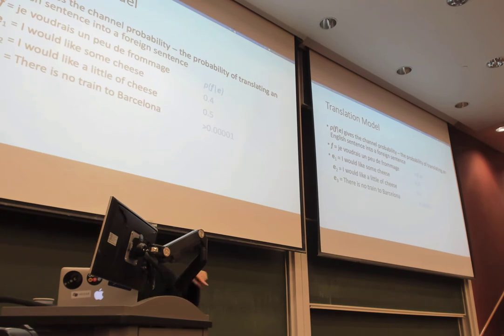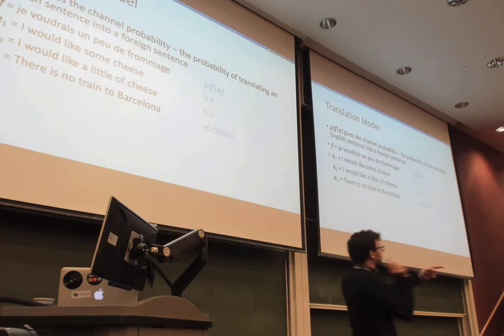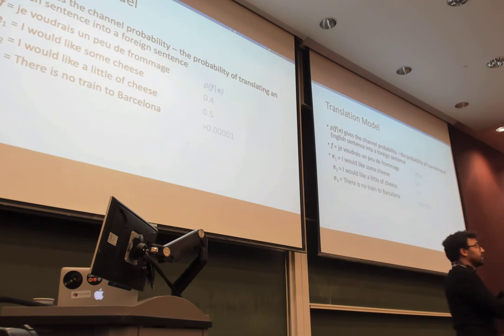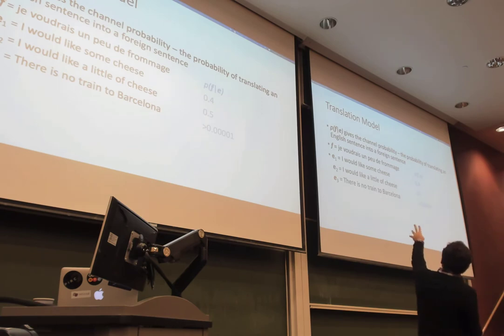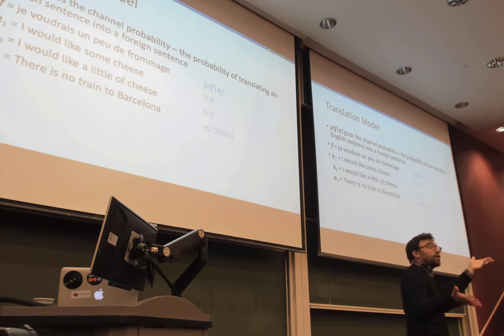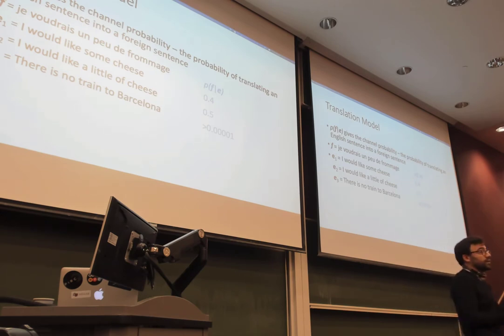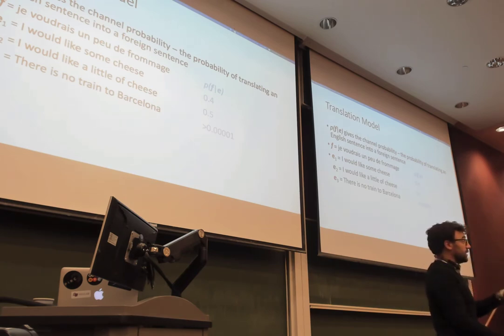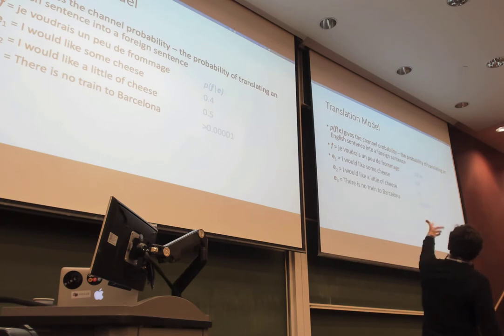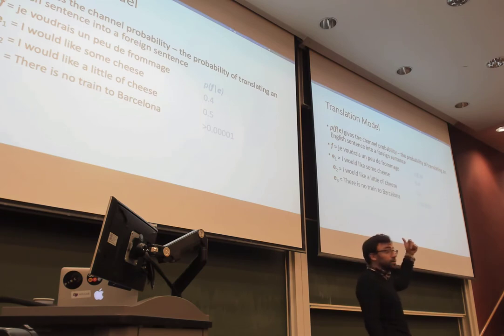Now, the translation model gives the channel probability, the probability for a sentence given another sentence. In this example, let's say you have the French sentence "Je voudrais un pot de fromage," and one of the correct translations. That's one more thing to keep in mind: there's no perfect translation. You can have multiple translations that mean the same thing, like "I would like some cheese." That's a proper English sentence that actually translates that French sentence.